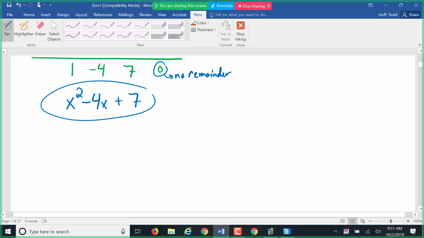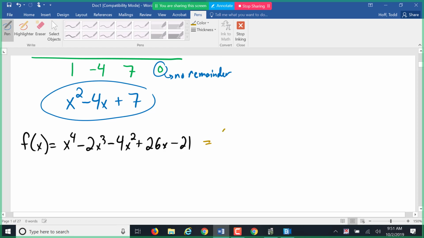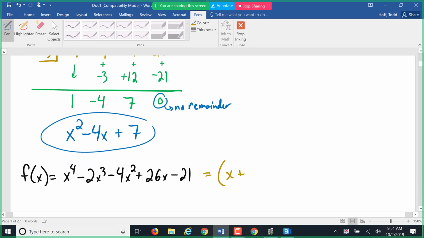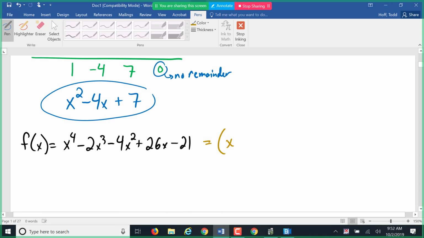So what we're saying here is our original function, f of x, which was x to the fourth minus 2x to the third minus 4x squared plus 26x minus 21, we have factored so far to x minus 1 times x plus 3 times this piece that's left over, x squared minus 4x plus 7.